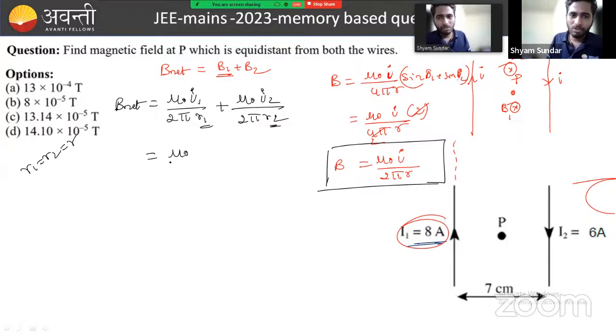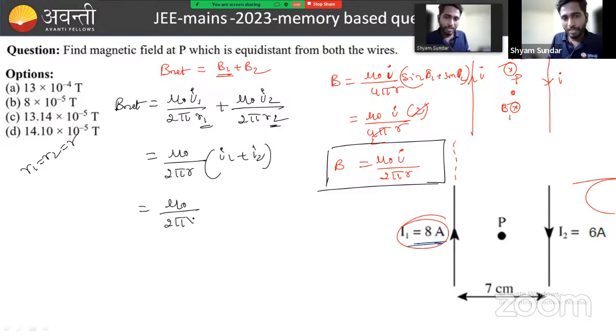Hence, it will be mu naught by 2 pi R itself, then I1 plus I2. Next, mu naught divided by 2 pi into R. R value will be 3.5 into 10 to the power of minus 2, because it's half of the distance. For that reason, I1 plus I2. What is the value of I1? 8 ampere. Look at the figure. Okay, 8 plus I2 value will be 6 ampere.